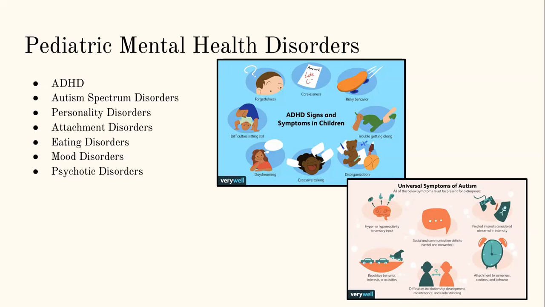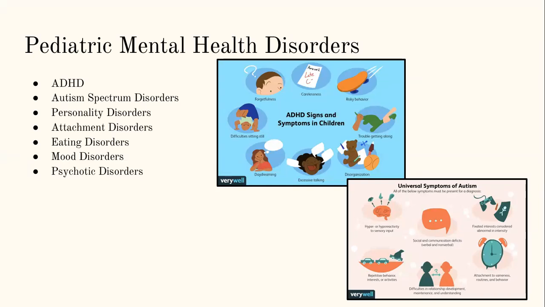Basically, depending on which one they have, the patient may have a hard time forming attachments, so they aren't able to form strong relationships with others, or they are the opposite, where they don't have the inhibition to know, hey, this is a stranger, I shouldn't form a strong attachment with them. So those are two different types of attachment disorders in the pediatric population.